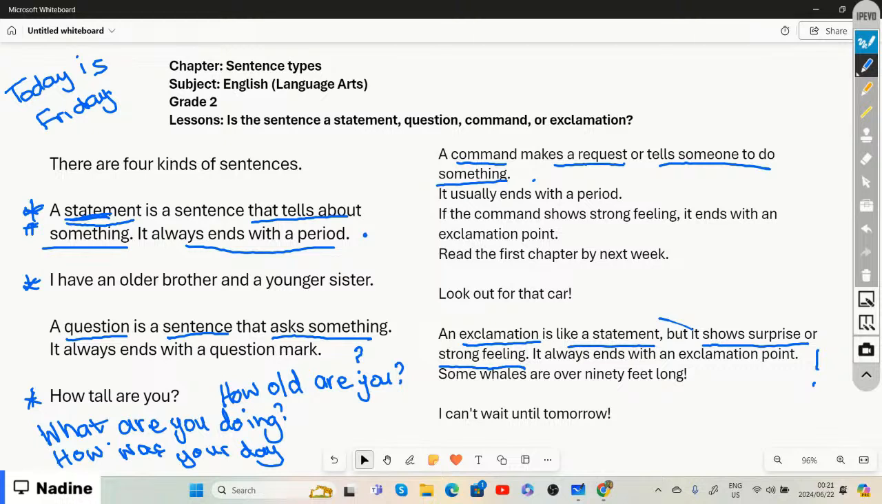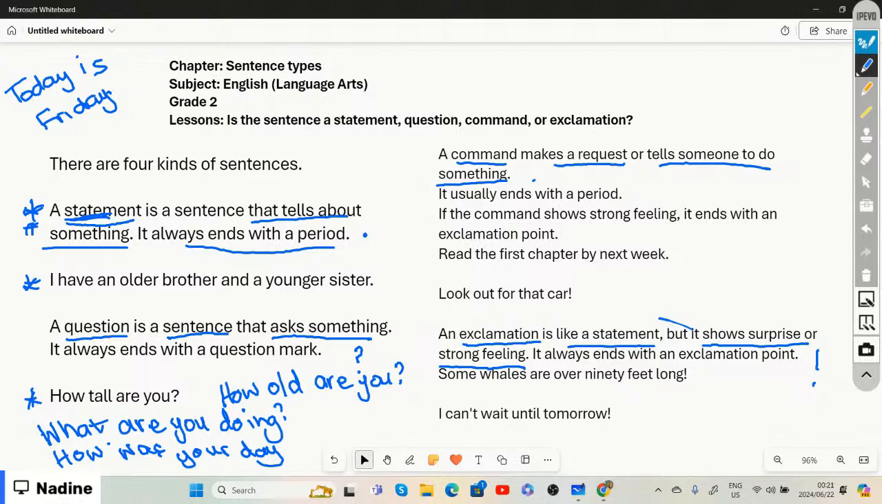Then we have a question. And a question is a sentence that asks something. And we said with a question, right? It is a sentence that asks something. And when it comes to asking a question, right? A question ends with a question mark.